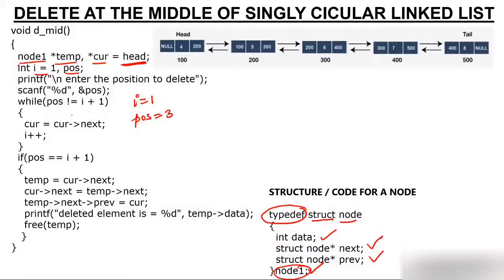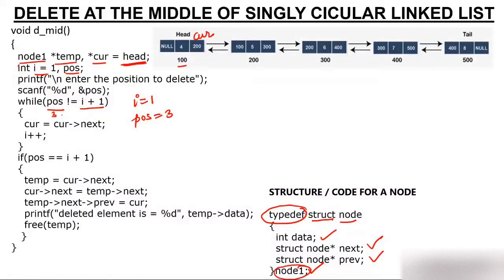I'll go to the loop and see what is happening. First of all, I'll initialize current with head. So current is head, and what is there in head? 100. So current will have the value 100. Okay, then I'll check the condition: while position is not equal to i plus 1.